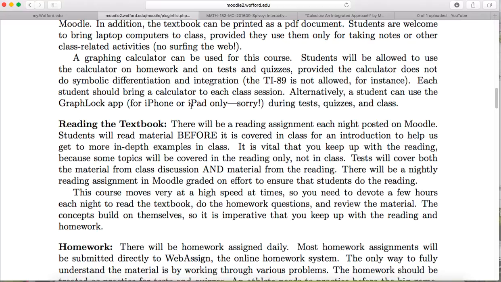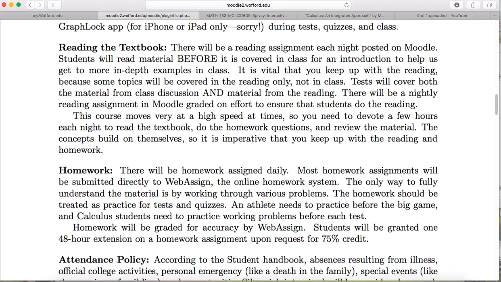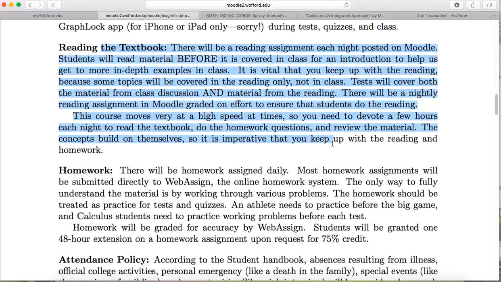So if you don't want to purchase a $100 calculator, if you don't have a $100 graphing calculator and you'd like to use this, I'll give you more information about that in class, but GraphLock is something that we'll be trying this semester. Okay. We are going to be reading the textbook. You are going to be reading the textbook before we cover a topic in class.